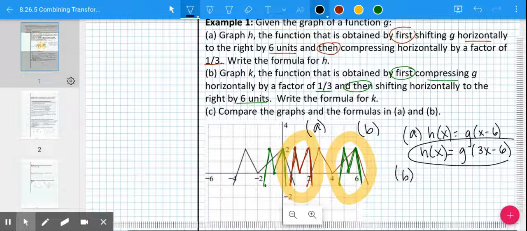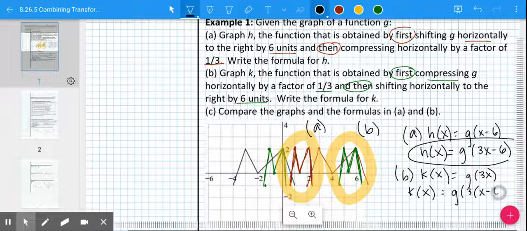If I do the equation for the k of x function in part B, in this one I'm going to do the compression first, so g of 3x, and then in my next step I'll go ahead and shift it. Well, because I'm doing the shift next, I need to go g of 3 parentheses x minus 6.